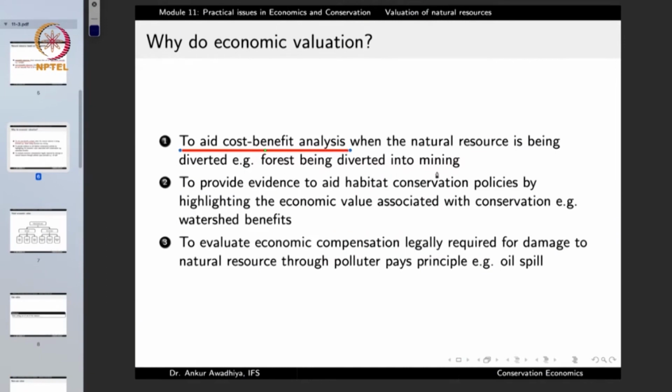Example, a forest that is being diverted into mining. Now, these sorts of situations arise again and again. We have limited forests, and the land over which the forests are standing, they can also be used for several other purposes. Things like mining, or things like making a road, or things like even agriculture or making up of residential areas or industrial areas.